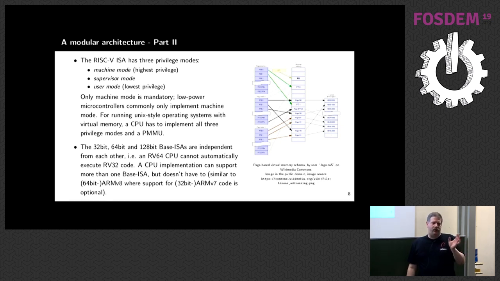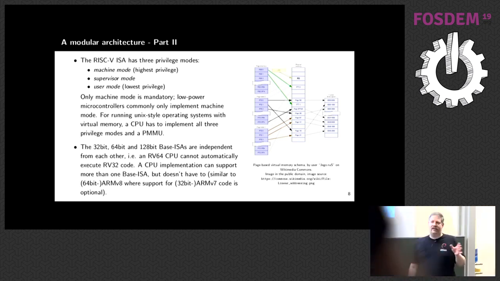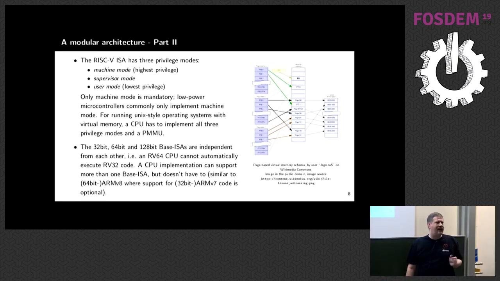The 32, 64, and 128-bit ISAs are actually independent from each other. That's probably strange to people who are used to Intel architecture, where every 64-bit CPU also runs 32-bit code. That's not the case on RiscV. We have a similar effect on ARM64. ARM64 CPUs can optionally support 32-bit code, but they don't have to. And actually, there's quite a bit of ARM64 servers which only run 64-bit code and no 32-bit code.